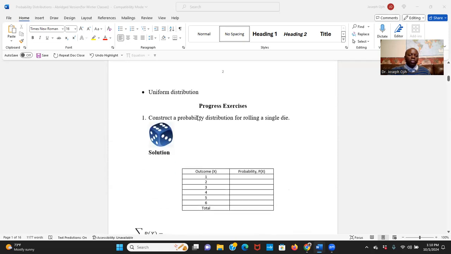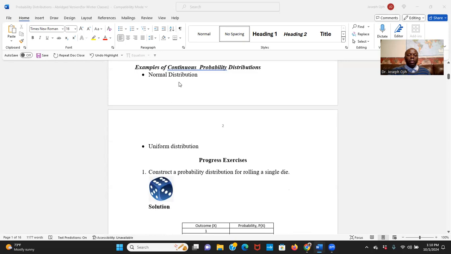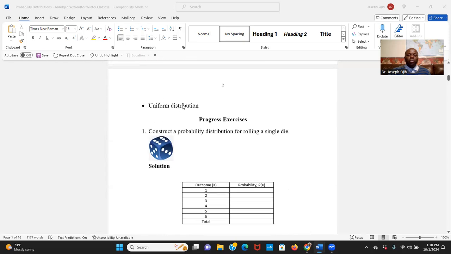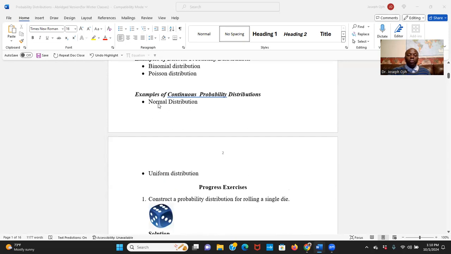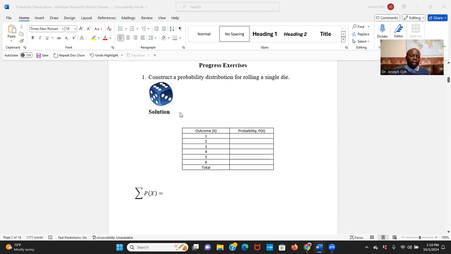Okay, so now let us do some background. There are several types of distributions. We have the normal distribution, we have the uniform distribution, but we focus only on the normal distribution for this class. But before we do that, let's set the stage by giving you more background information about probability distributions.